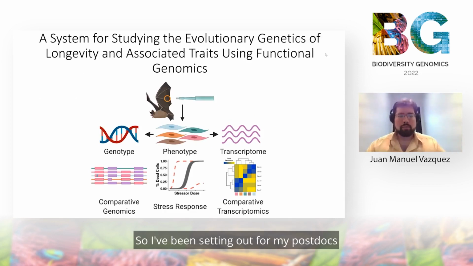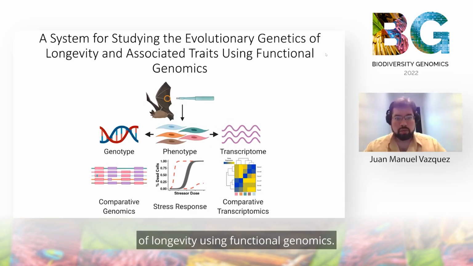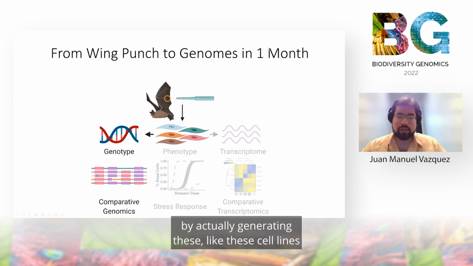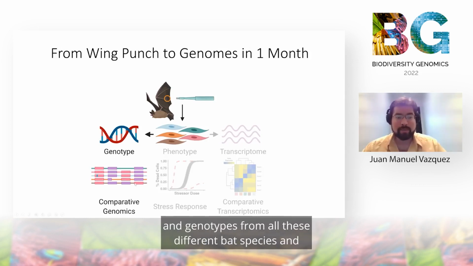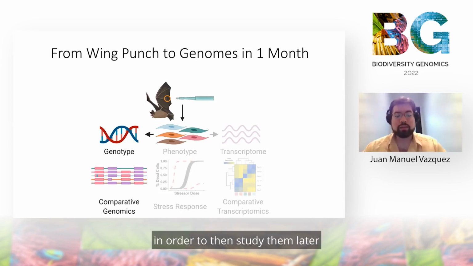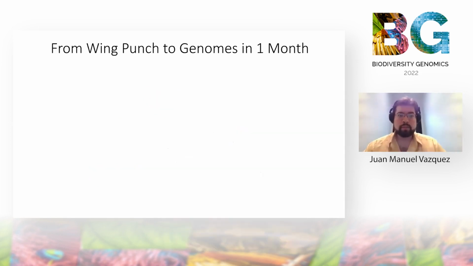So I've been setting out for my postdoc to establish this system for studying the evolutionary genetics of longevity using functional genomics. And as I will talk about in this talk, we begin by actually generating these cell lines and genotypes from all these different bat species, and from cell lines establishing these chromosome level genomes, in order to then study them later with the cell lines to assess different functional traits.